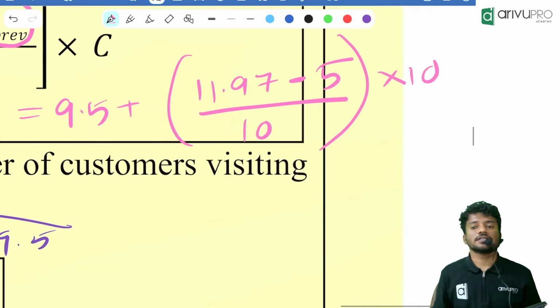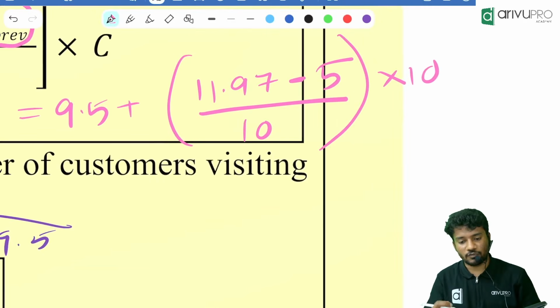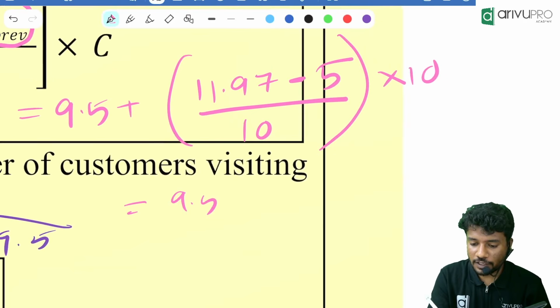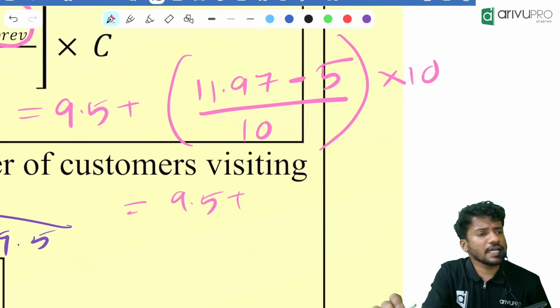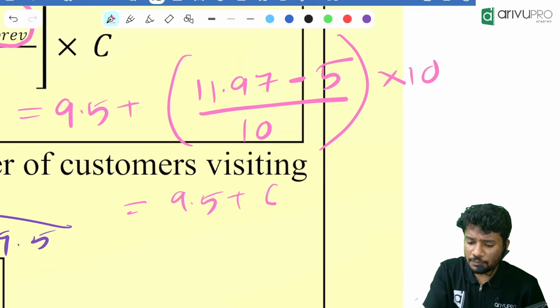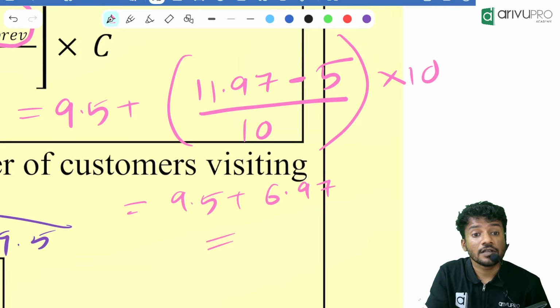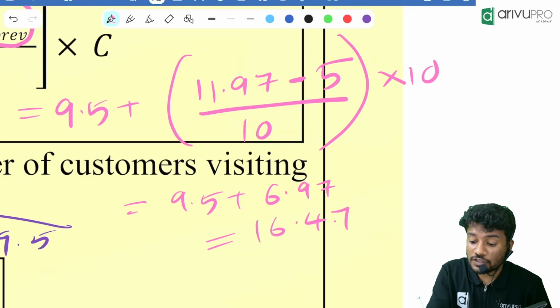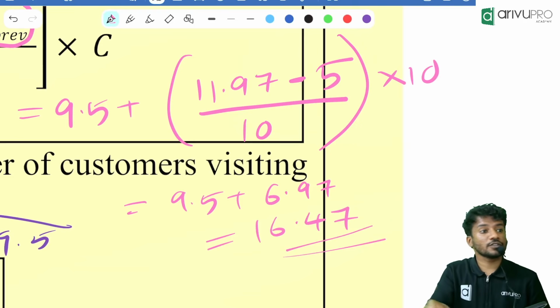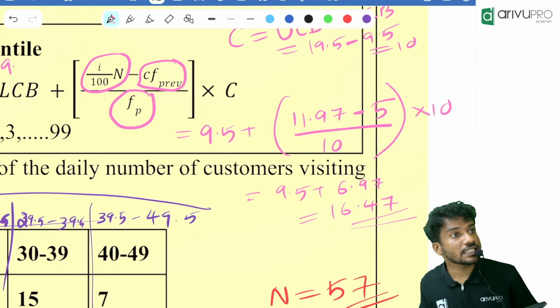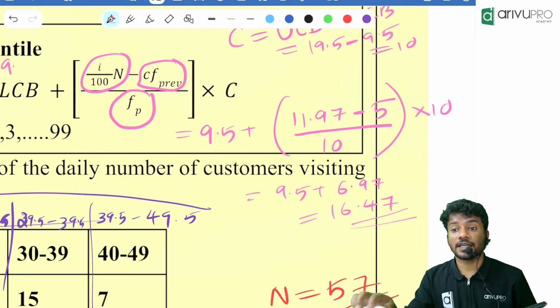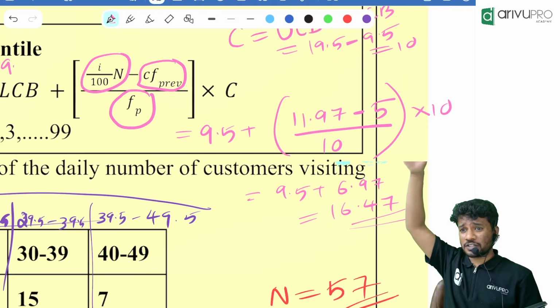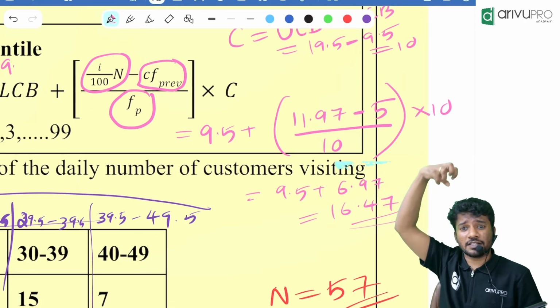Get me the answer, people, get it fast. 9.5 plus 11.97 minus 5 is 6.97. So into 10 divided by 10 is 1. So how much is the answer, people? 16.47. Everyone got the answer for this? Understood the logic? If not, please tell me. I know, sir, too many things are there.